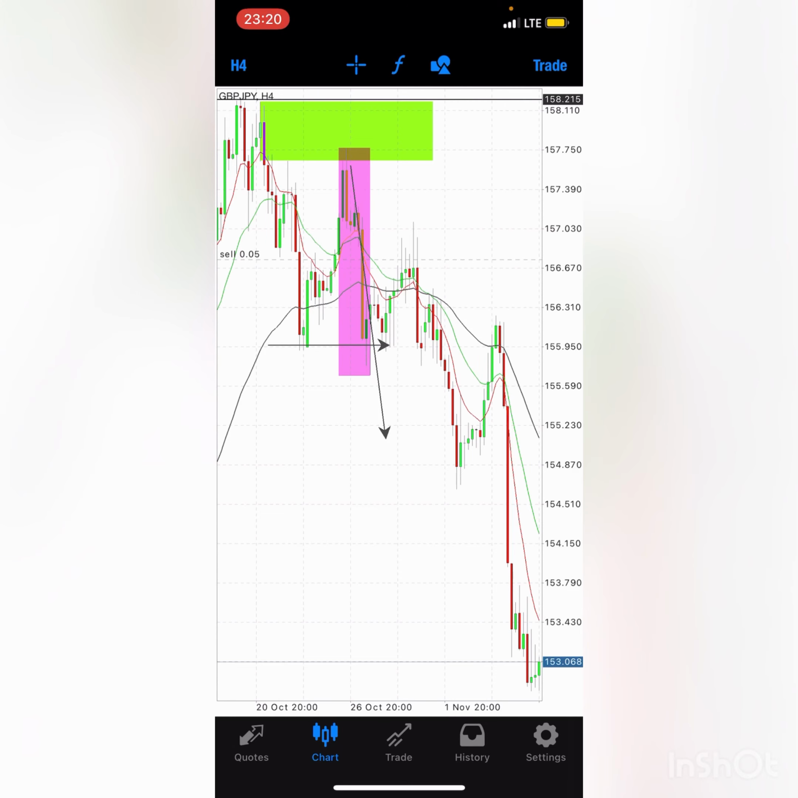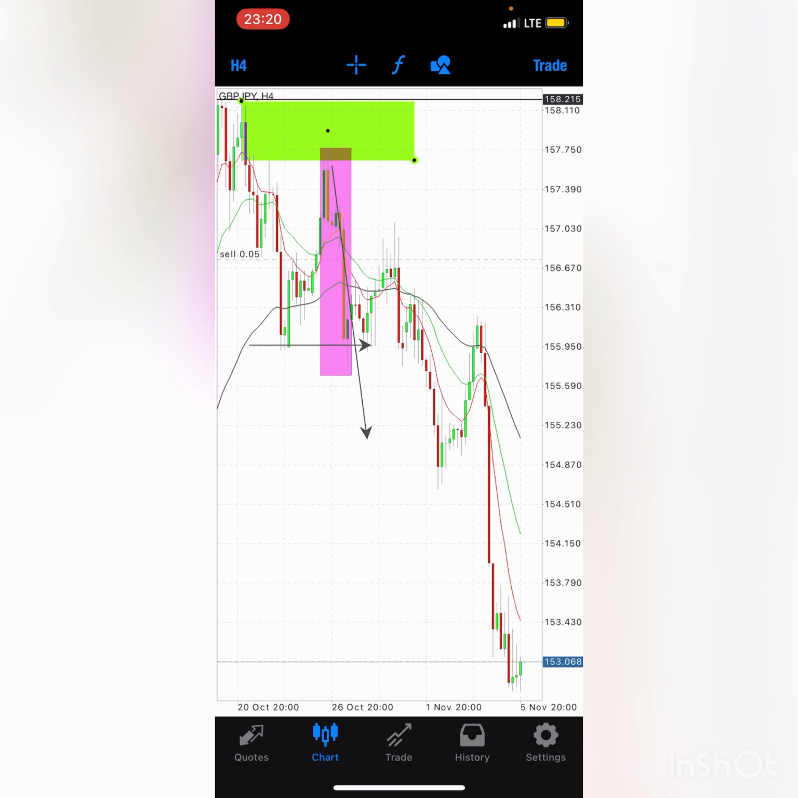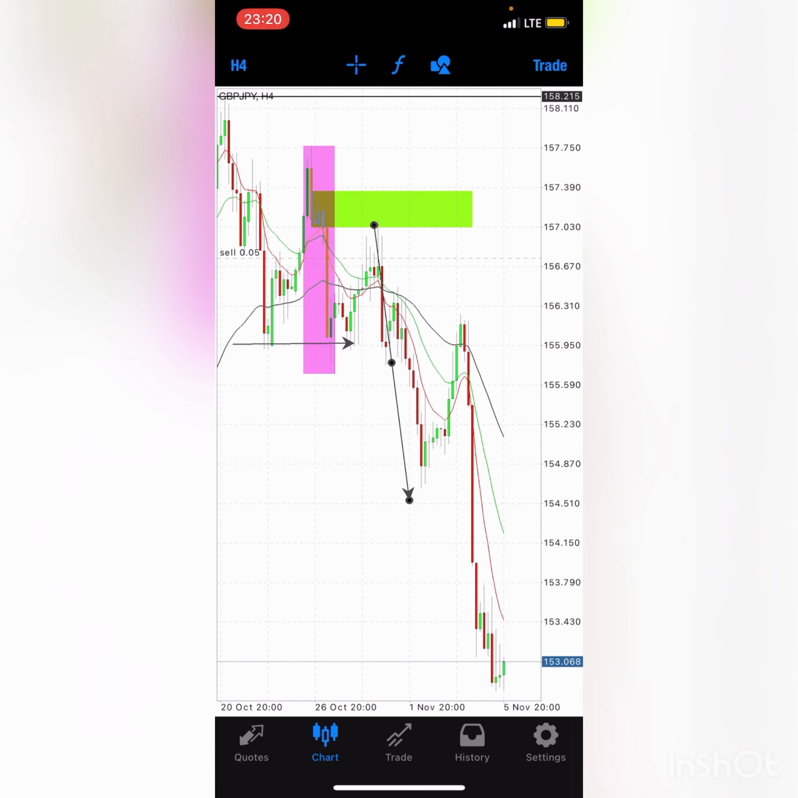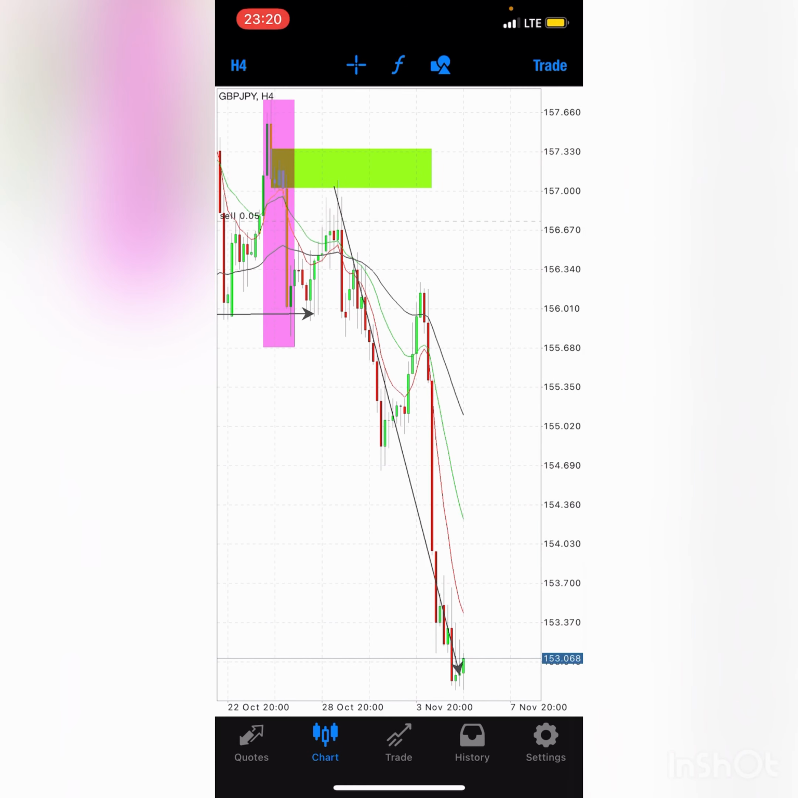So what happened after that? Price left us a beautiful zone right there. And that's where you would enter downwards. And that's where I entered, guys. And I've been in the trade for days now.